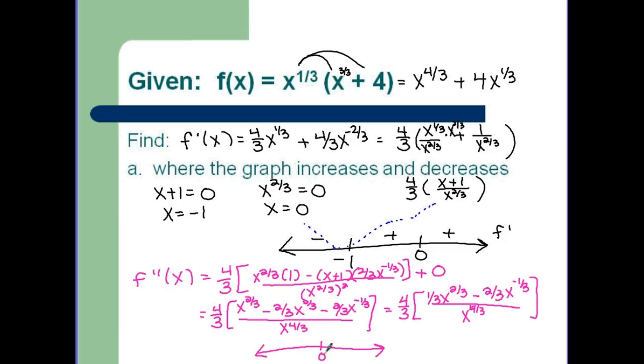Okay. What's happening on the left side of 0? Like negative 1. So negative numbers squared is always positive. A negative number under a cube root stays negative, so that becomes positive. So 1/3 plus 2/3 is positive.